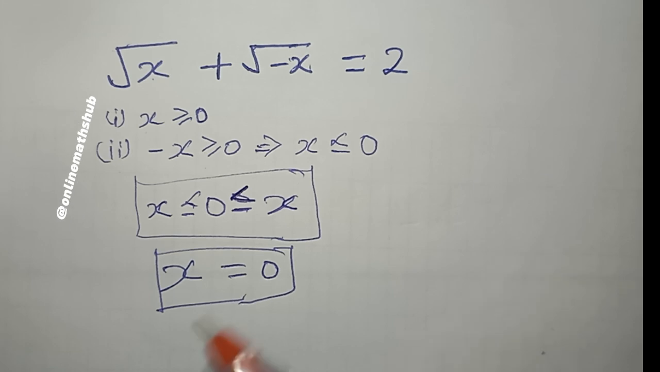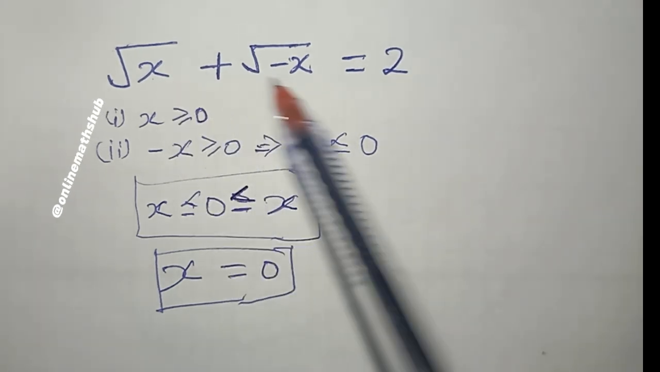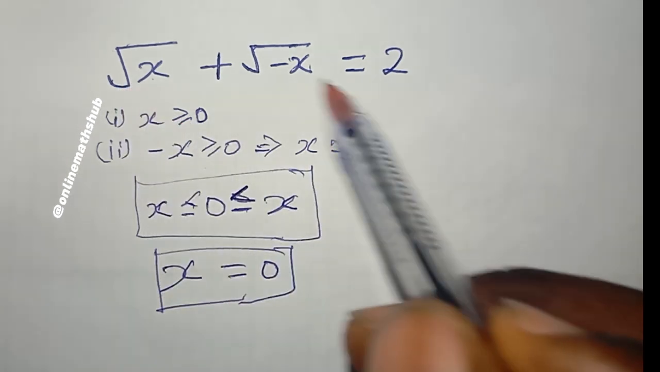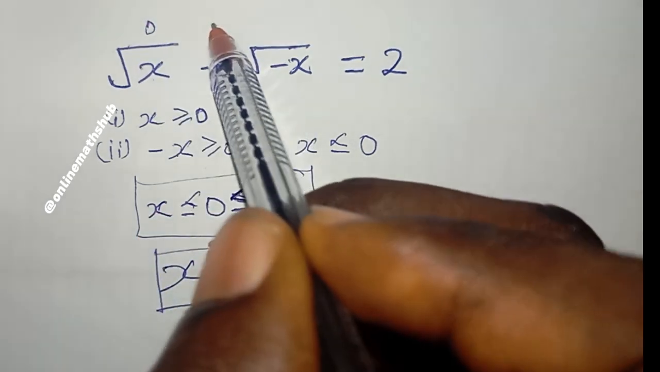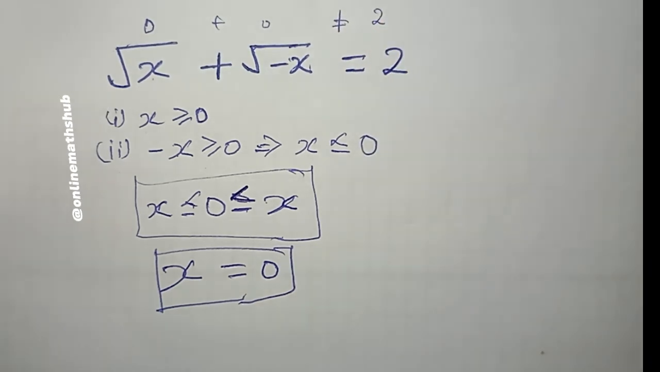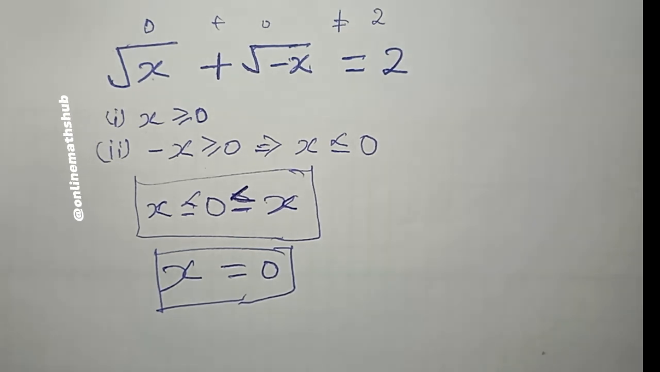But then there's a problem, because when you substitute x equal to 0 in each of these square roots right here, you're going to see that it is not equal to 2. This is going to be 0 plus 0, which of course is not going to give you 2. So which tells us that there is no real value of x that is going to satisfy this equation. So there's no real solution to this equation right here.